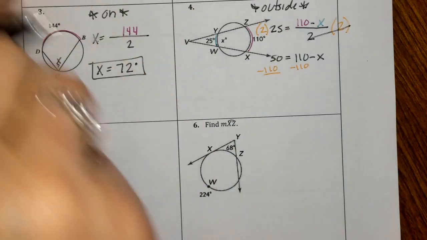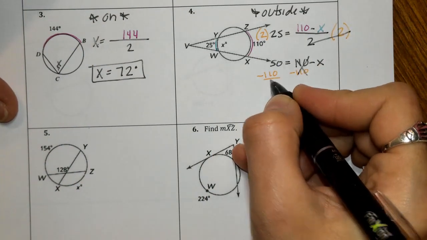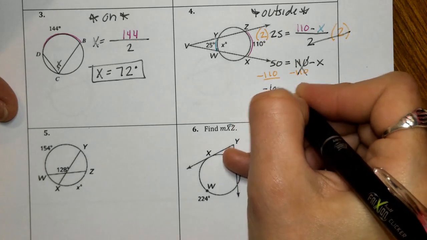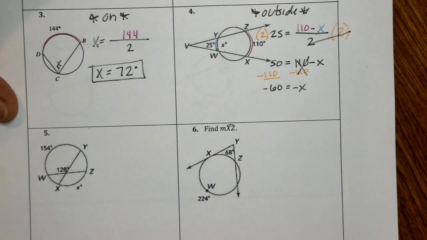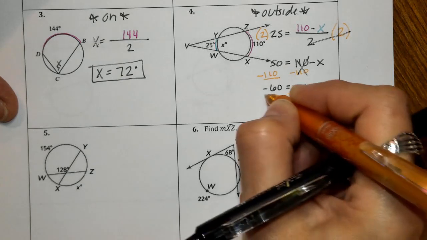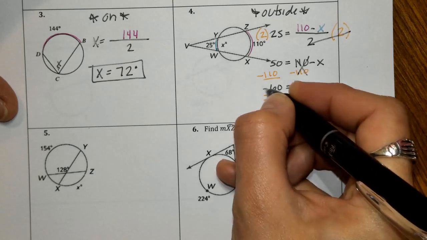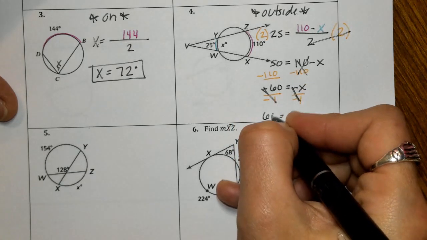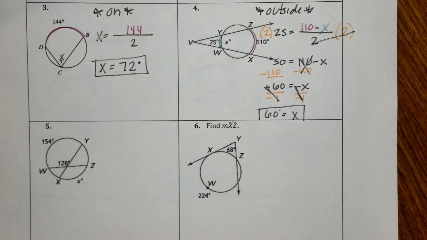We need to notice that we will end up with a negative over here because we're subtracting a bigger number. We have a negative 60 equals negative X. So then when we divide by negative 1, so that we can cancel the negative here, we end up canceling that negative on the left as well. And X is going to wind up being 60 degrees.